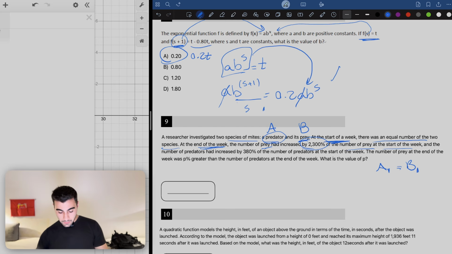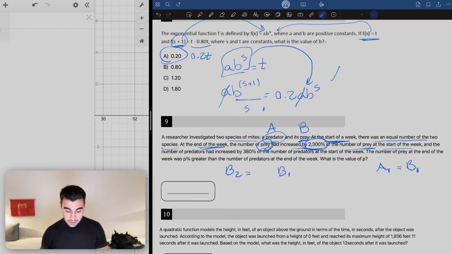But at the end of the week, the number of prey, B, has increased by 2,300% of the number of prey at the start of the week. So B2 was equal to this much percent more than B1. Actually, some amount of B1.